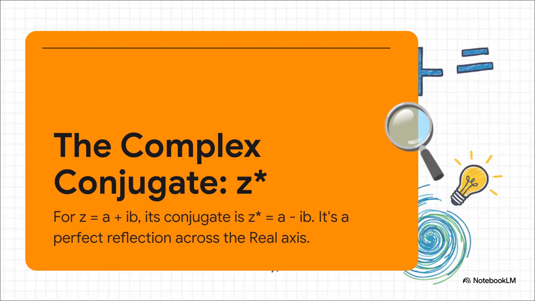Now here's a really neat and important idea, the complex conjugate. All you do to find it is flip the sign of the imaginary part, and look what happens on the diagram. It creates a perfect mirror image, a reflection right across that horizontal real axis. This is going to be super useful in just a minute, trust me.